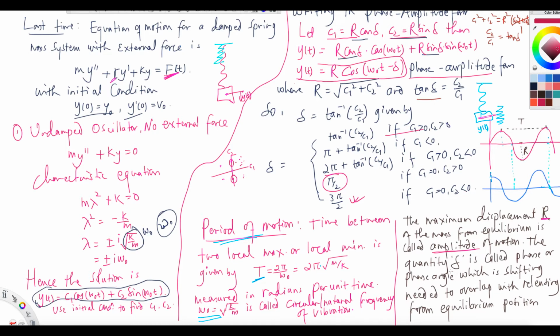The quantity delta is called the phase or phase angle, which is the shifting needed to overlap with the motion released from the equilibrium position. What does that mean? It means if you release the object from here, the motion will go down and then up, down, up, like that, right? If you pull the object a little down and then release it, it will start like this. This is the plot for y(t).